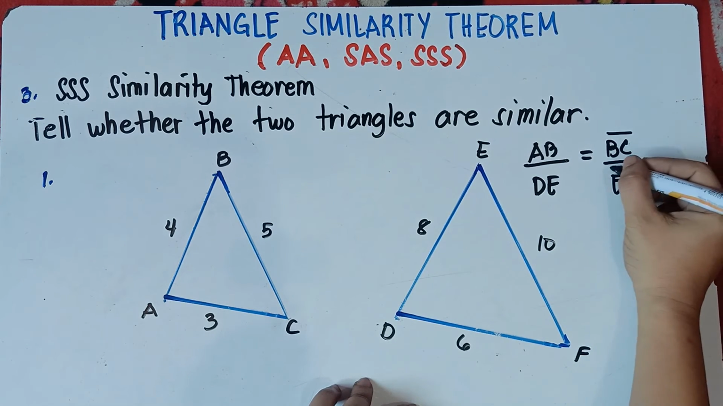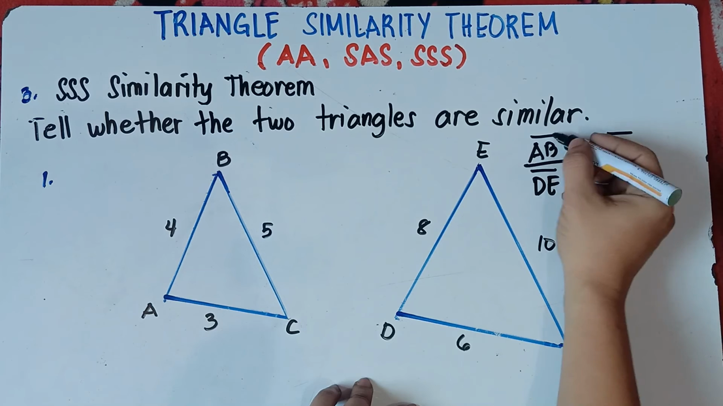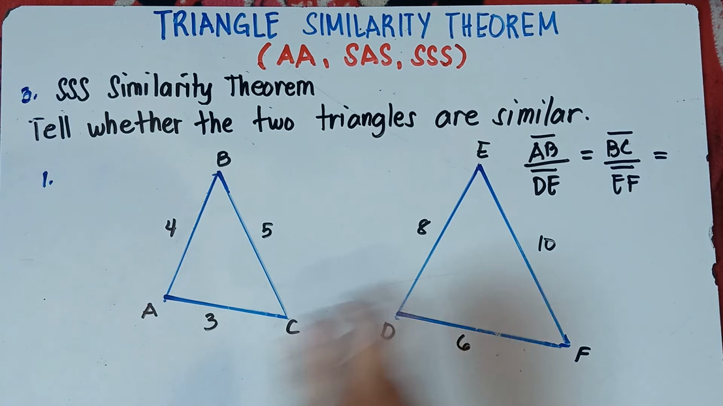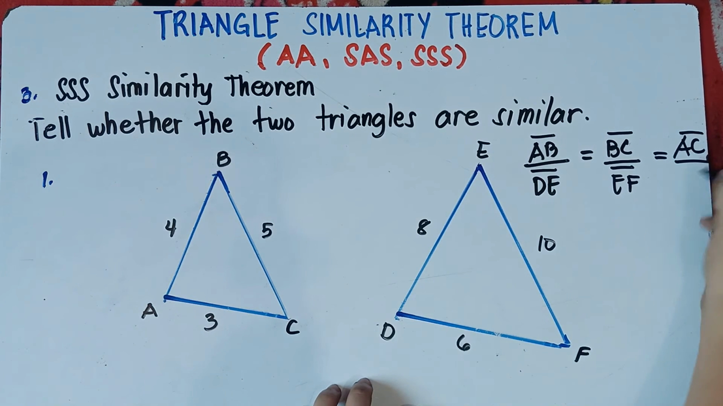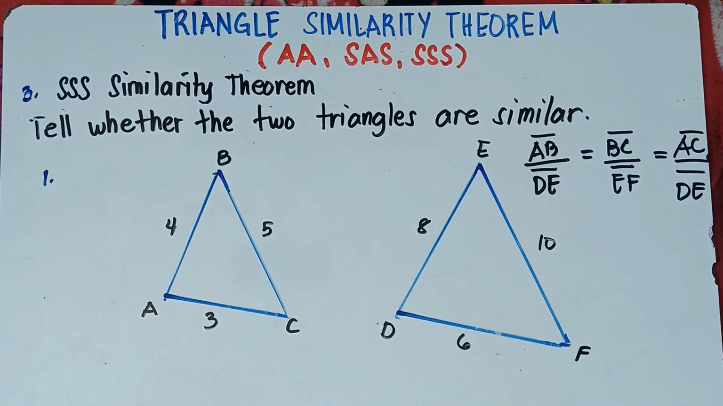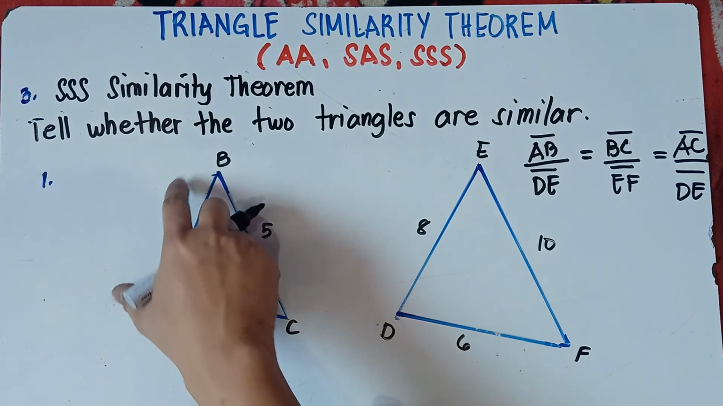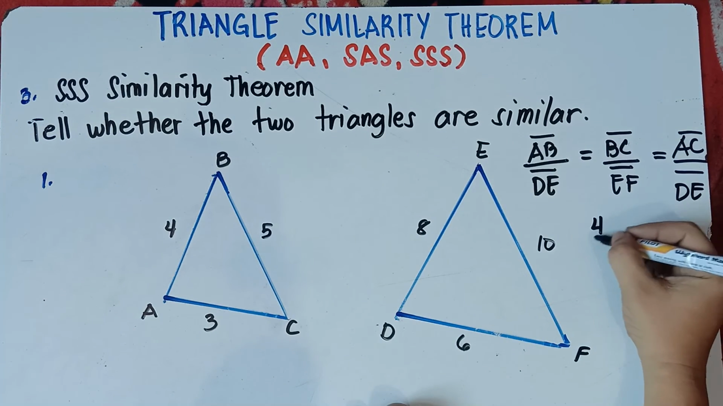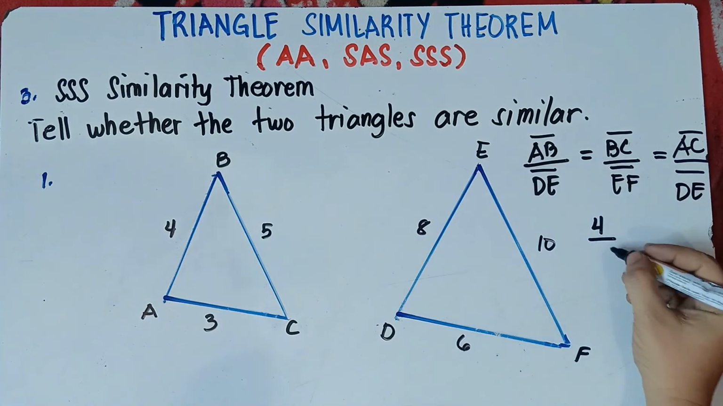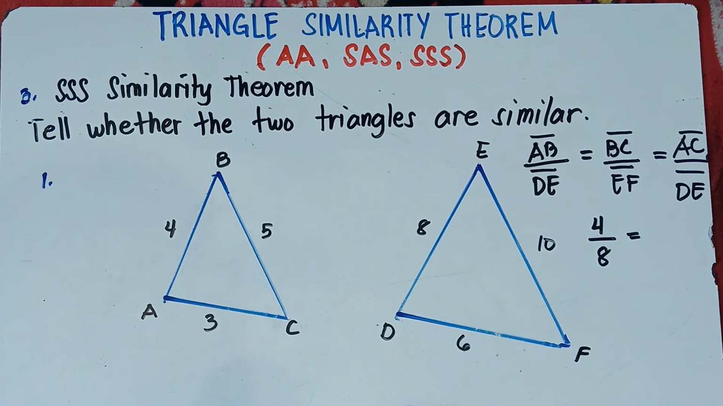Line segment AB over line segment DE is equal to line segment BC over line segment EF, is equal to line segment AC over line segment DF. And then let's substitute the values. So AB is 4, and DE is 8, is equal to BC, that is 5, over EF, that is 10, is equal to AC, that is 3, over DF, that is 6.